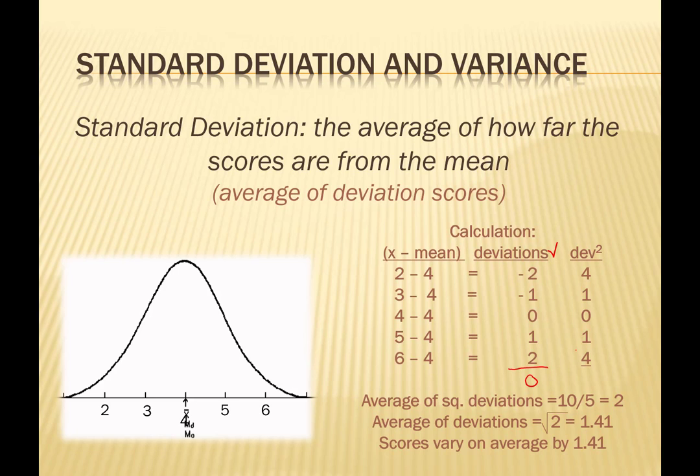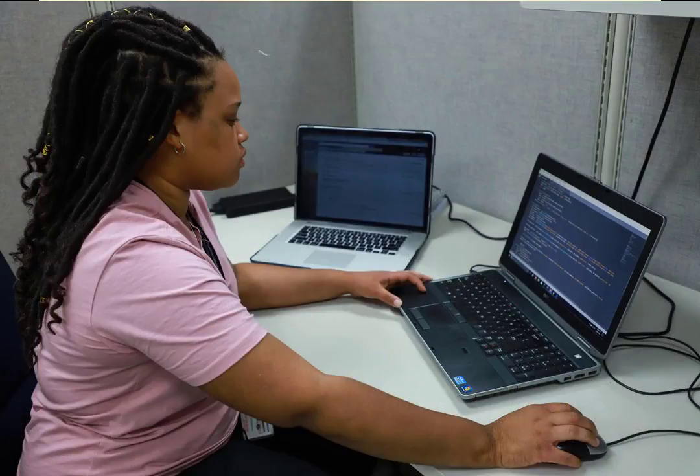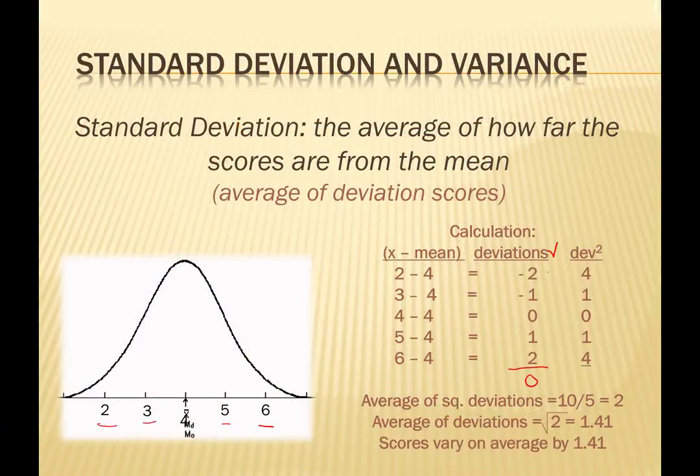And the standard deviation cannot be 0, because we know that there are scores that deviate from the mean, right? 2, 3, 5, and 6 deviate from the mean. So we know that there's a standard deviation that cannot be 0. So statisticians sat around this and thought, how do we get around this mathematical issue and still be able to calculate a standard deviation? So they decided that we would square the deviations.